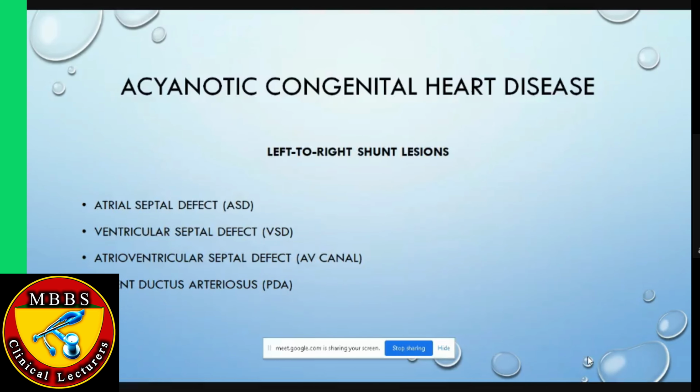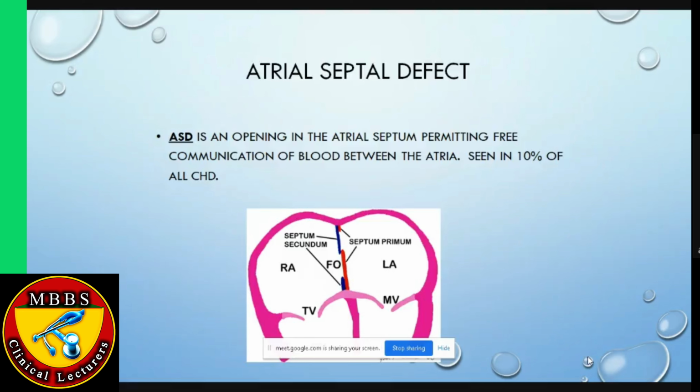So now we first come to the acyanotic type of the congenital heart diseases, and that is the left to right shunt lesions, which we will be studying first. Among them, we have the atrial septal defect, the ventricular septal defect, and the atrioventricular septal defect as well, which is the AV canal defect, and there is a patent ductus arteriosus. Now, coming to the first one, that is the ASD, the atrial septal defect.